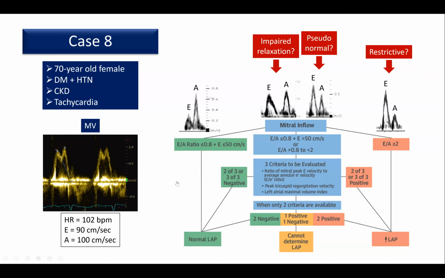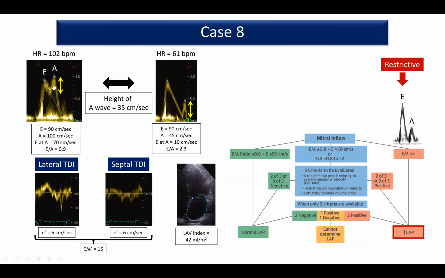Really, not really easy to tell. But what I really want you to know is that you see the height of the A wave is only 35 centimeters per second. The A wave starts here and ends here. So if you slow down the heart rate from 102 to 61 beats per minute, the A wave is going to be this tall, from here to here.